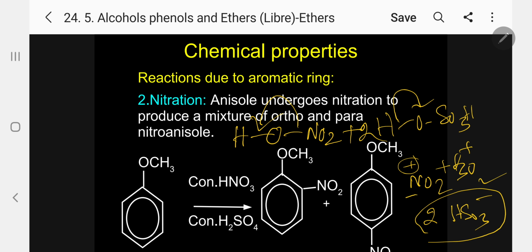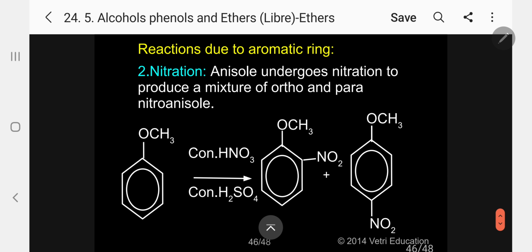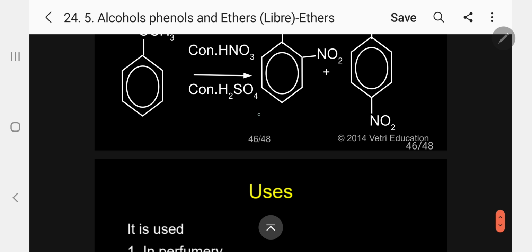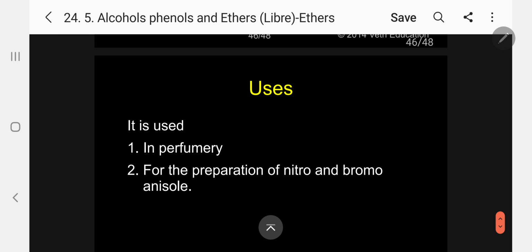So this is the powerful electrophilic attacking reagent, attacking at the ortho and para positions. It is formed. Kindly follow. So orthonitroanisole and paranitroanisole are formed. Coming to the uses, it is used in perfumery and also for the preparation of nitro and bromoanisole.